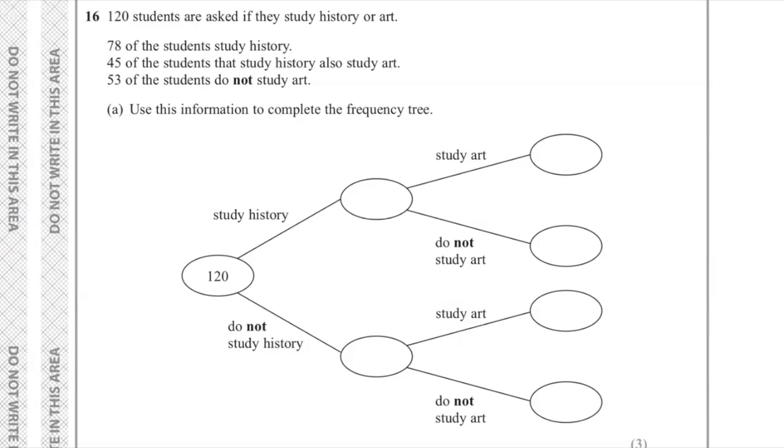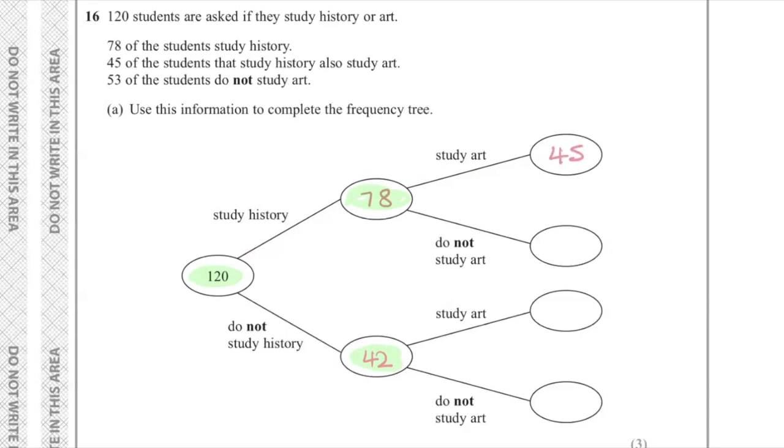So we've got 120 students in total. They're already in place. 78 study history. Remember, these two will add to make the one in front. So to work out a missing one, I'm just going to be doing 120 take away 78. And then I can pop that in. 45 of the students that study history also study art. So study history, study art.